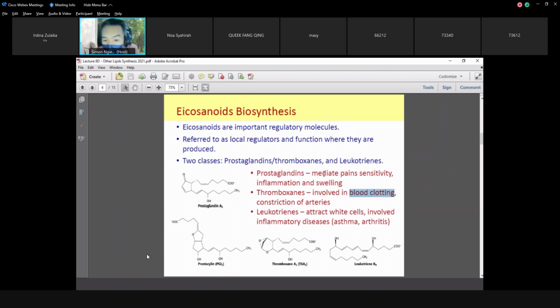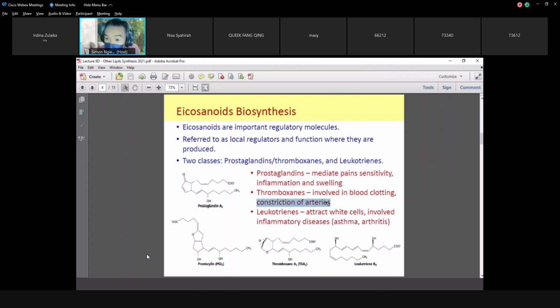So prostaglandin, for example, gives rise to the feeling of pain when certain places are injured. It also causes inflammation, which is why the injured place turns red and feels hot, because your white blood cells and immune system start to do their work. It also causes swelling. So they are all localized to a specific location only.